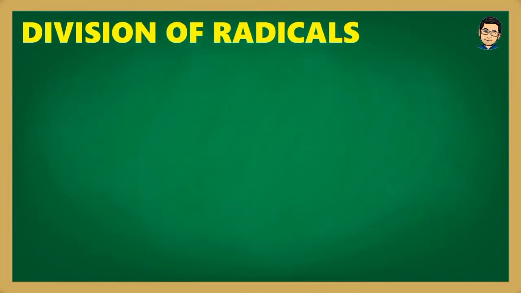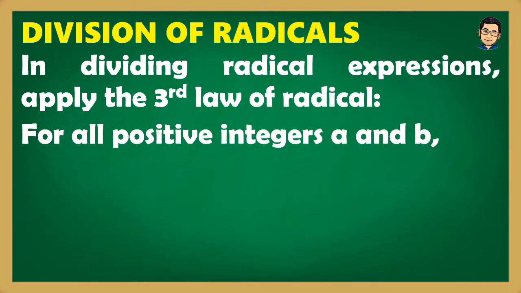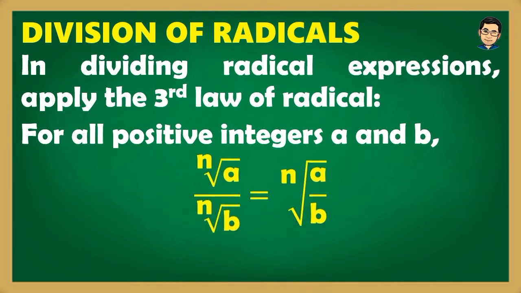So, let's now move on to division of radicals. So, in dividing radical expressions, apply the third law of radical. So, the third law of radical is for all positive integers a and b, so nth root of a over nth root of b is equal to nth root of a over b. Okay, so yan, pareho sila ng index, and then i-divide lang natin yung radical ng numerator sa radical ng denominator. And then we simplify.